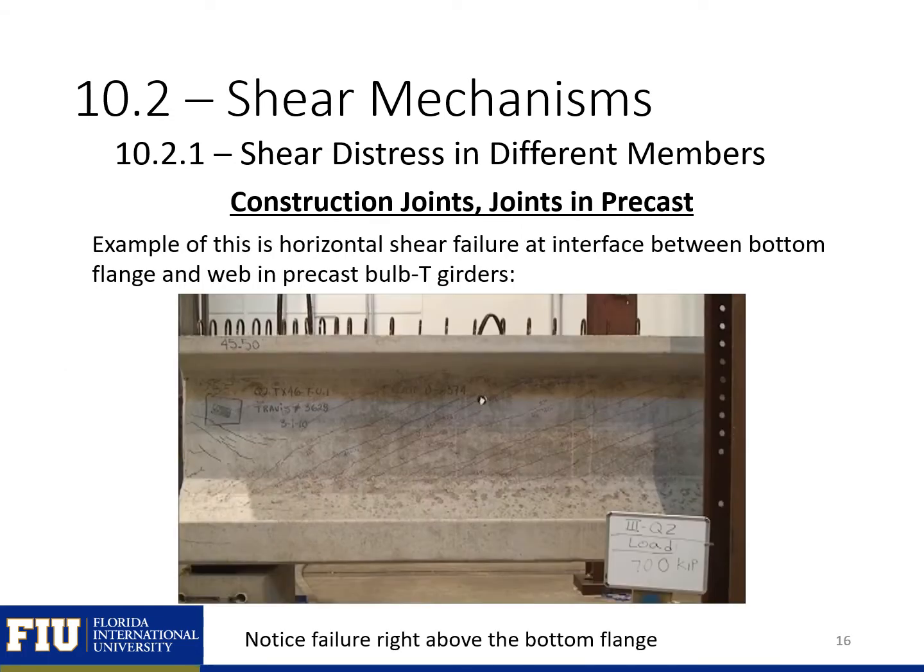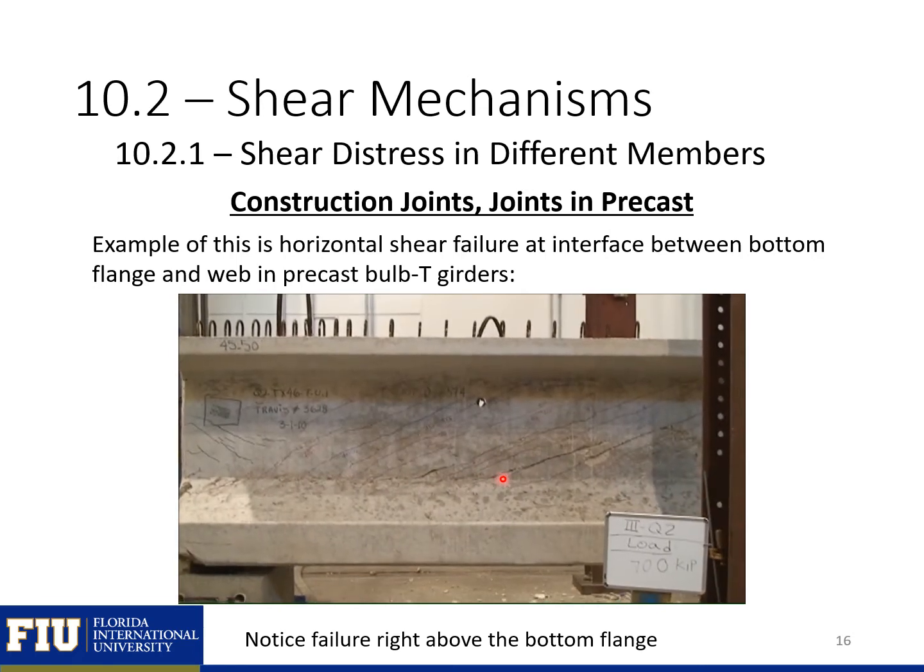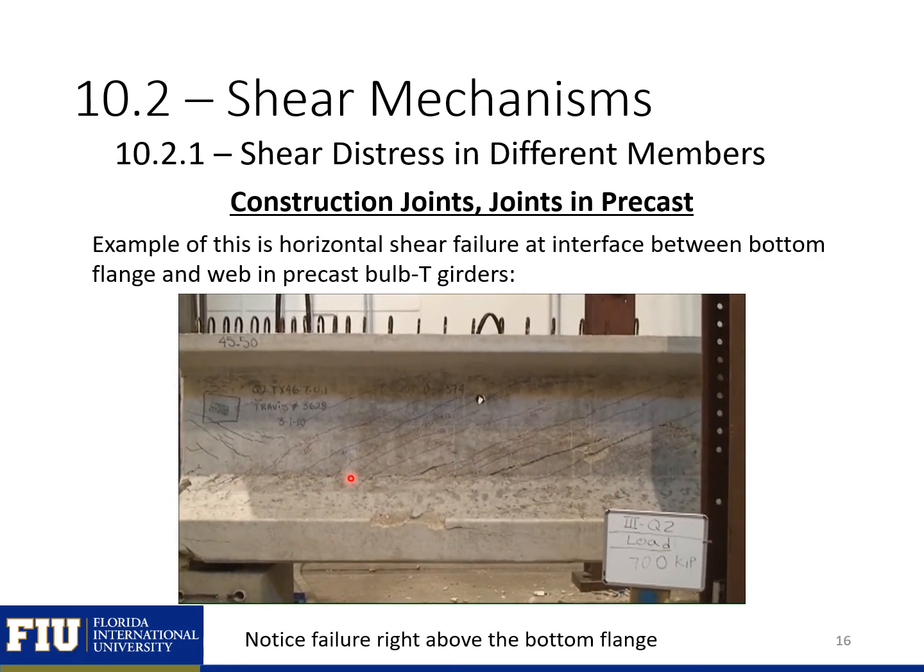Shown here is an example of a horizontal shear failure from some testing that I did at the University of Texas. And what you'll see is shearing right along this interface between our large bottom flange in this bulb T section and the narrow web. The bottom flange has a lot of prestressing reinforcement, so there's a large amount of force from our bottom flange that needs to be transferred into the web, which puts a lot of shear stress on this interface between the bottom flange and the web.